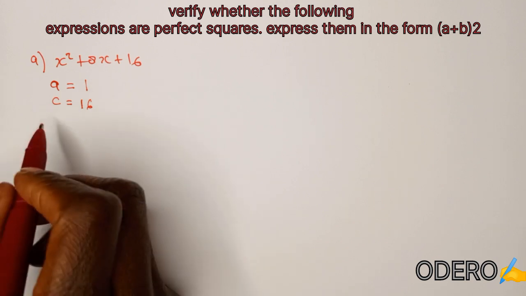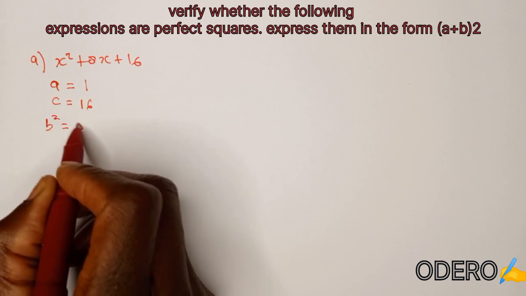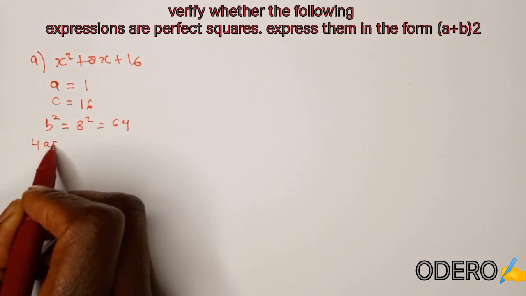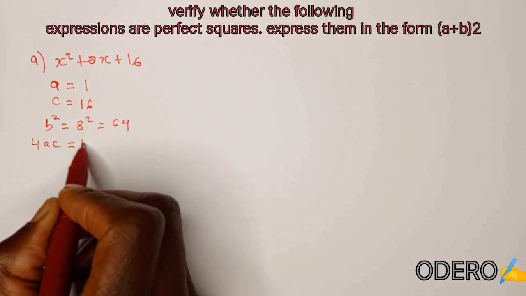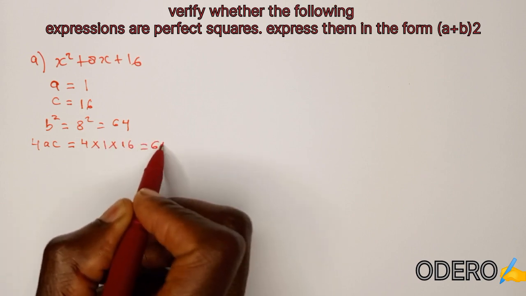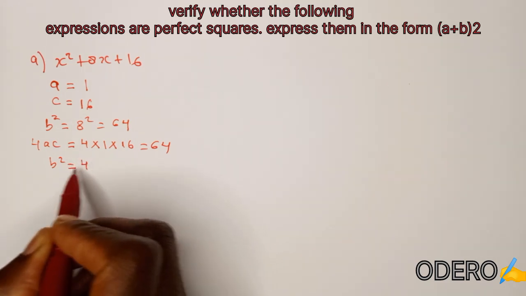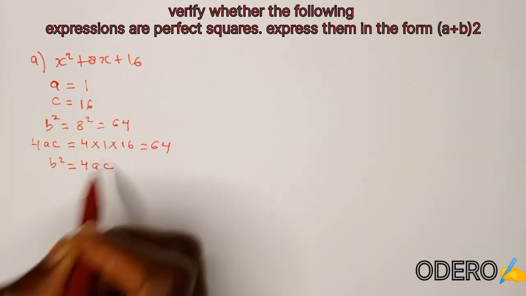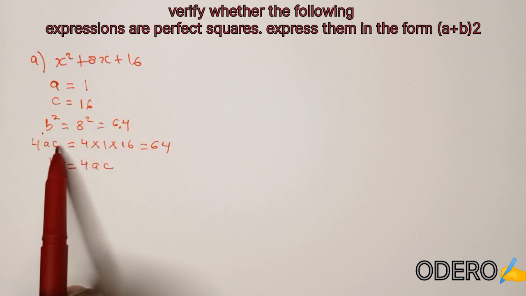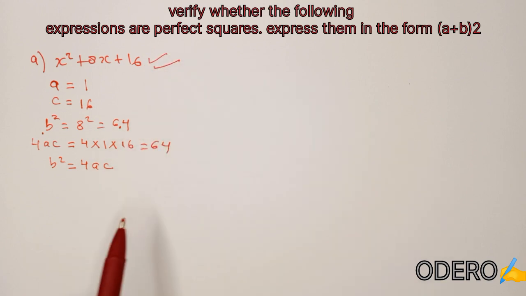Then from there you look for b squared. B squared will be 8 squared, which is 64. Then you look for 4AC, so that will be 4 times 1 times 16, which gives you 64. That means b squared is equal to 4AC. So if you check, b squared is 64 and 4AC is 64. Therefore this expression is a perfect square.